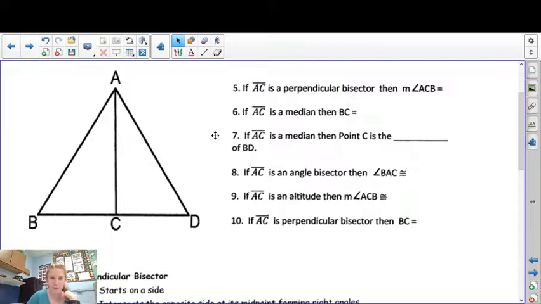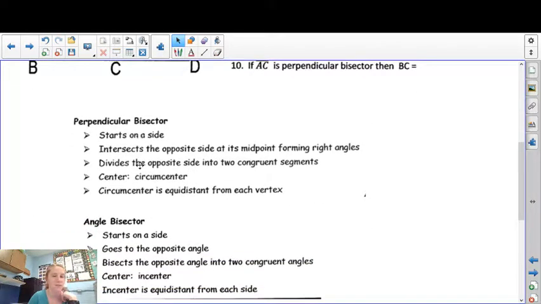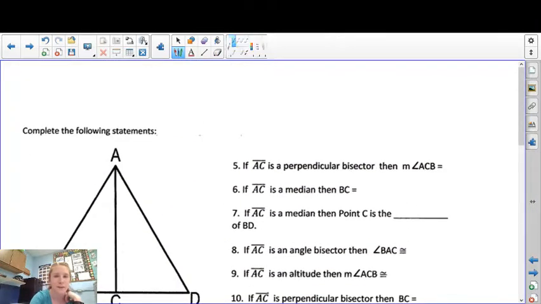Complete the following statements. If AC is the perpendicular bisector, then the measure of angle ACB is what? What does it mean to be a perpendicular bisector? Starts at a side, intersects the opposite side, forming right angles. So it creates a right angle, so that means that this angle is 90 degrees.